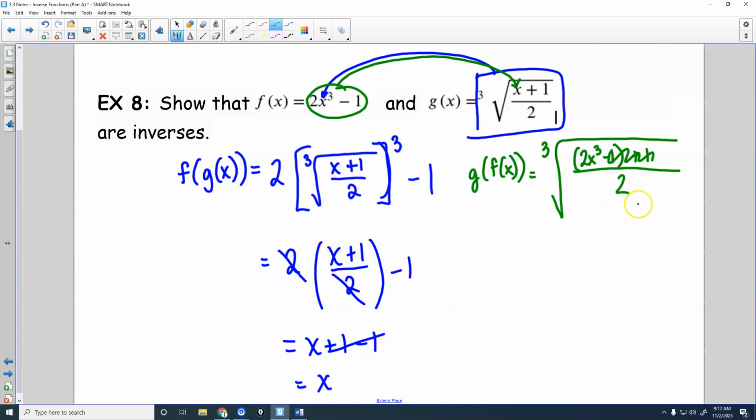You can't cancel the 2's because you still have plus or minus stuff there. But once you get rid of that, you just have 2x cubed over 2. Now 2's can go, right? And now you have the cube root of x to the third, which is just x. So this would verify that the two functions are inverses here.